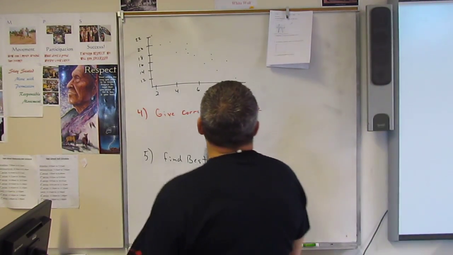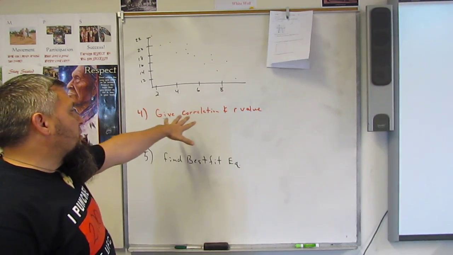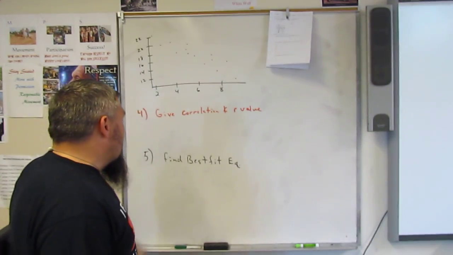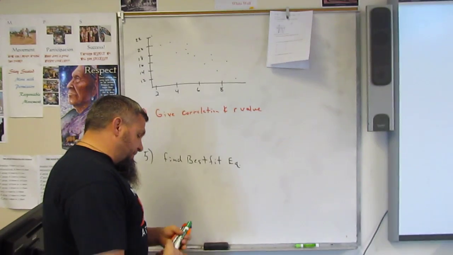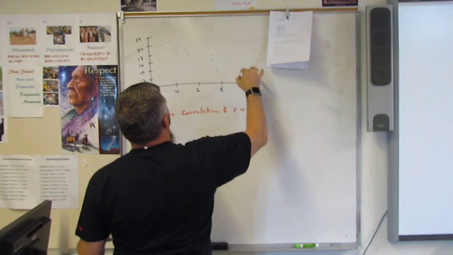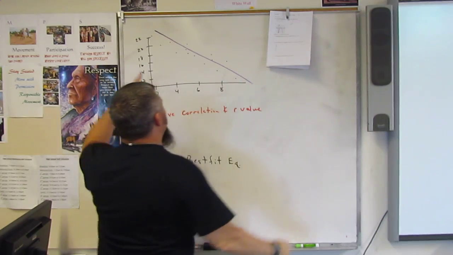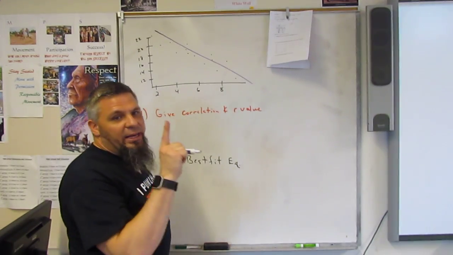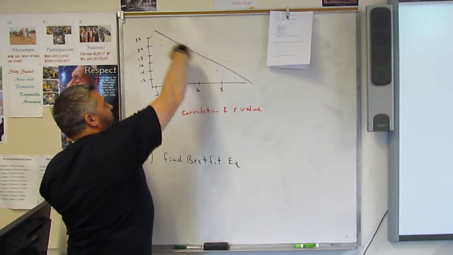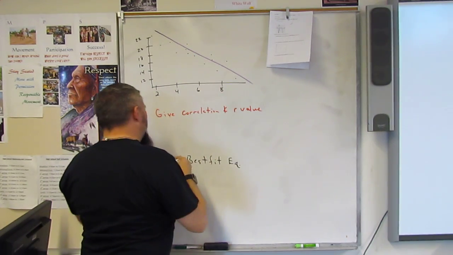Alright, problems 4 and 5 on the midterm, they give you a scatter plot. You've got to give the correlation and the R value, and then find the line of best fit and the equation of the line of best fit. The best way to do this is to draw a line through it that cuts it in half, so half of them are above it and half of them are below, right?